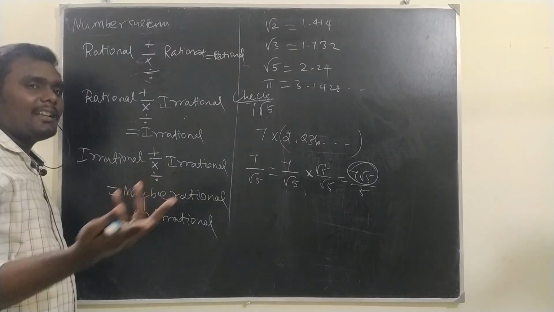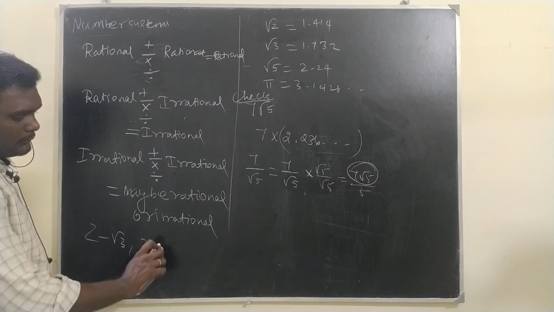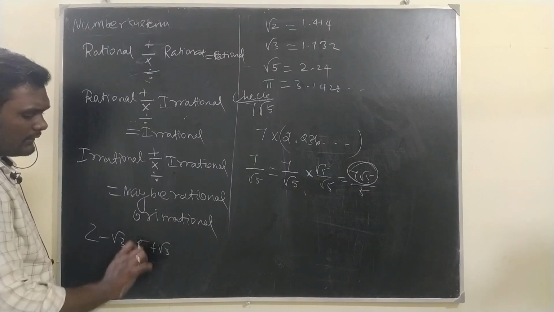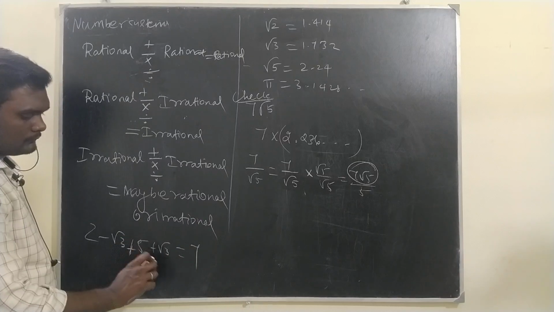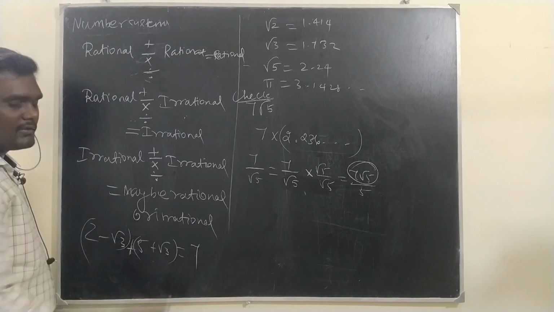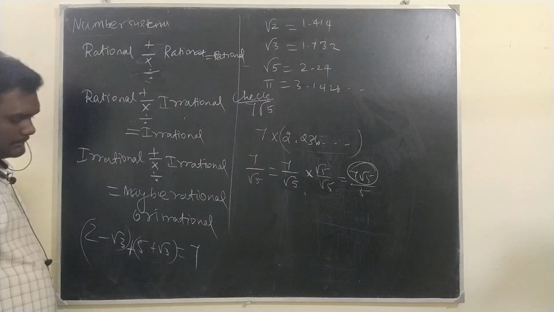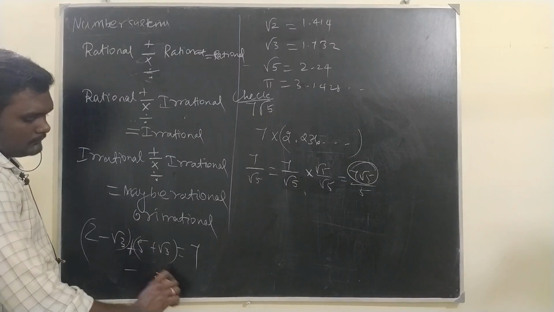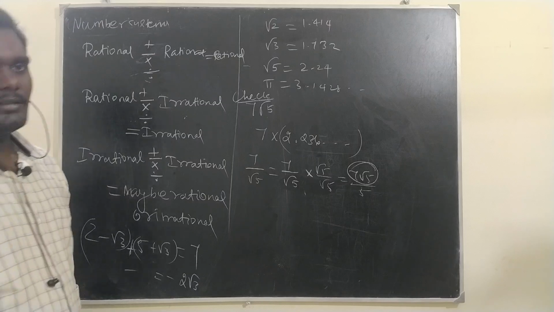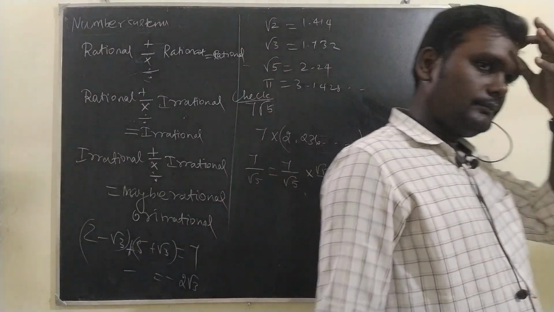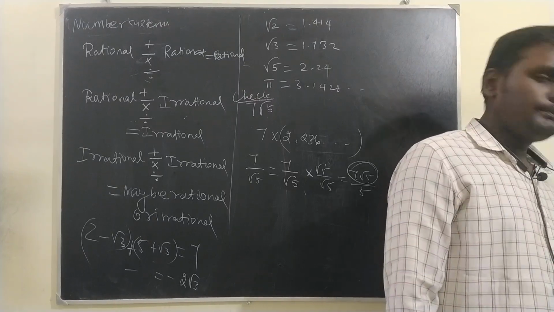But irrational with irrational we can't say like that. Sometimes you see 2 minus root 3 is irrational, 2 plus root 3 is irrational, and 5 plus root 3 is irrational. When you add these two, what will you get? 7. Is this rational or irrational? When you subtract these two, you may get minus 2 root 3. That is irrational. We can't predict whether it is rational or irrational. Got it? Okay. Any doubts?